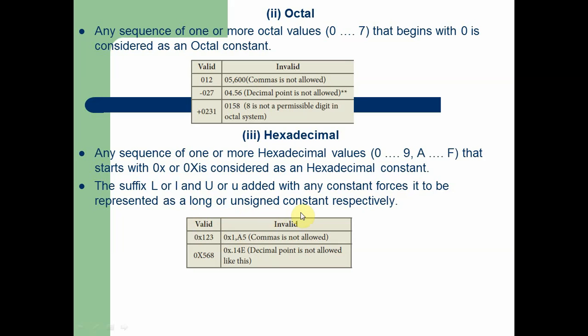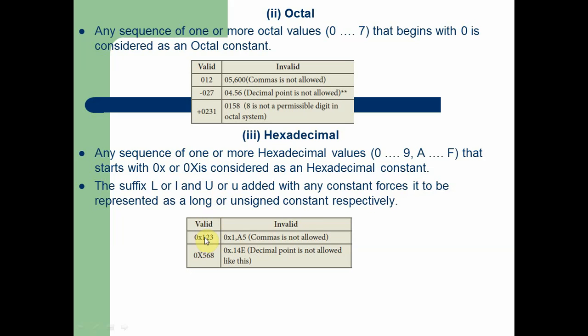For example, if you want to declare any number as unsigned, that is positive, you can use either capital L or small l as a suffix at the end of the digits. Like we add 0x at the beginning of a hexadecimal number, in the same way you can add either U or small u at the suffix position.